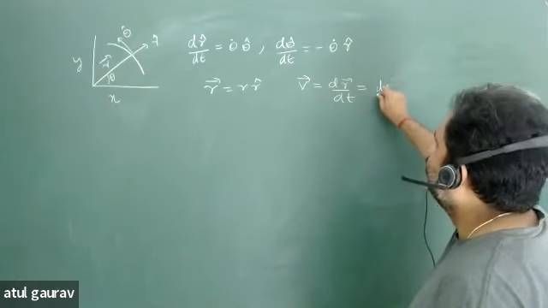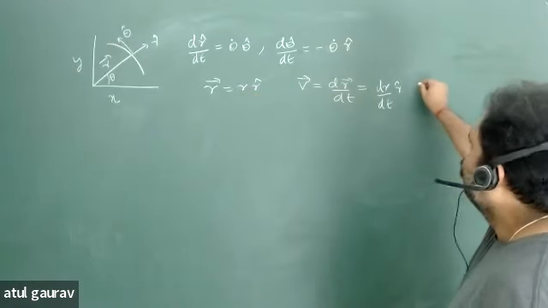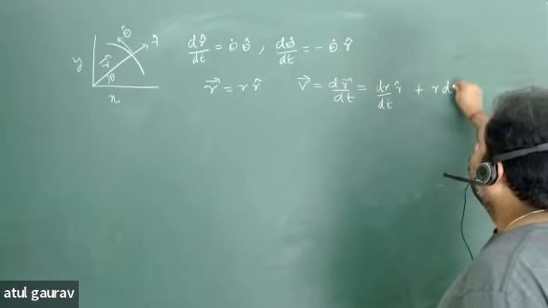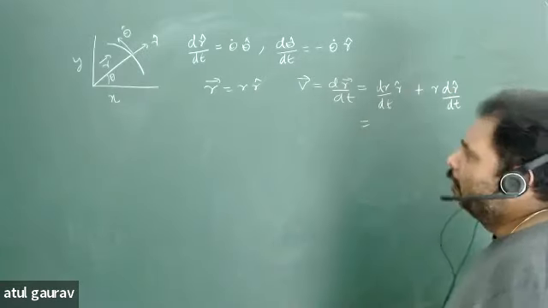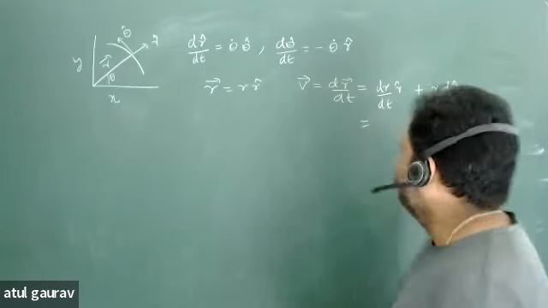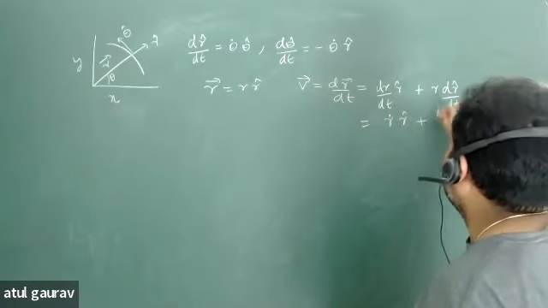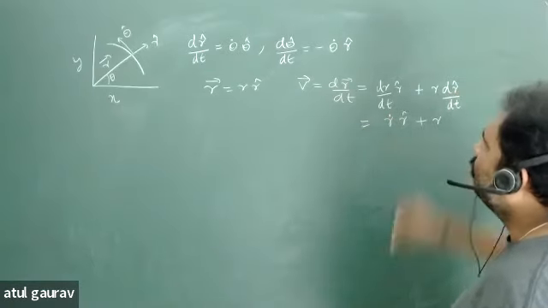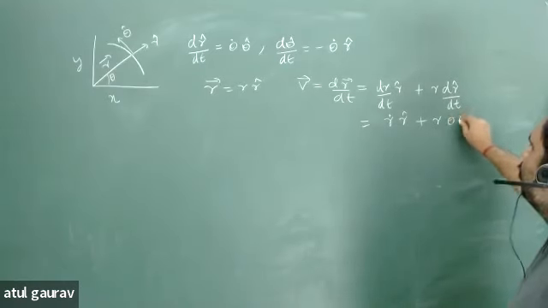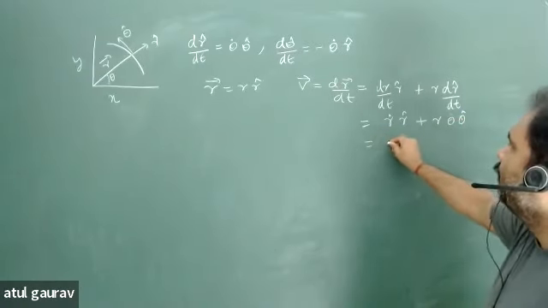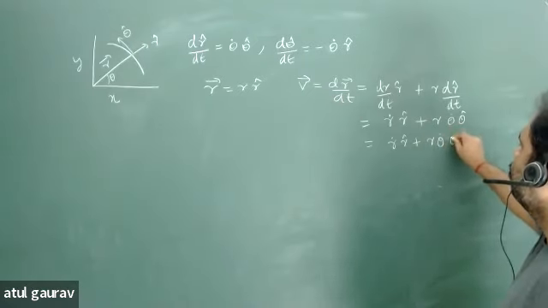We have to go for dr upon dt of r cap, because we have to differentiate it completely: plus r dr cap upon dt. And you can see what dr upon dt is. This is very famous, r dot, that is known as radial velocity. And what will be dr cap upon dt? Theta dot theta cap. And so we have r dot r cap plus r theta dot theta cap.